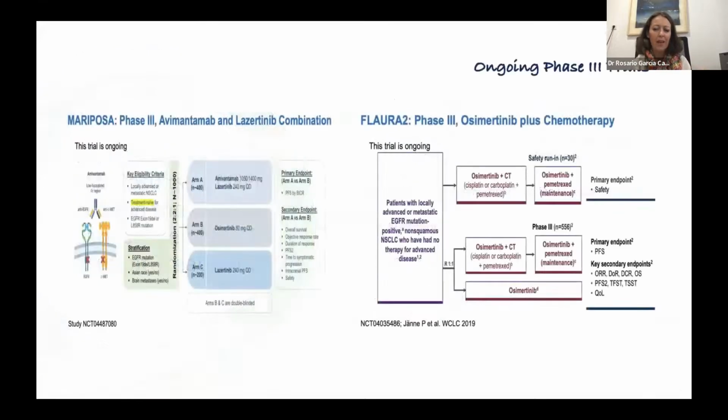But as I mentioned, this approach is being investigated in the FLAURA2 trial. It's a phase 3 trial that is comparing Osimertinib plus chemo versus Osimertinib in the first-line setting. And there is another approach, the MARIPOSA trial. We are participating in the MARIPOSA trial. It's a trial that is testing in the first-line setting Lazertinib, a third-generation EGFR tyrosine kinase inhibitor, plus amivantamab, a bispecific antibody anti-EGFR anti-MET, versus Osimertinib, and Lazertinib monotherapy. So we are trying to improve the current results in the first-line setting, exploring other ways, other potential combinations.